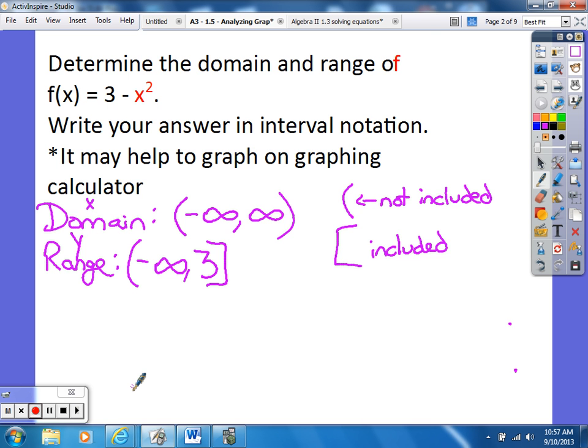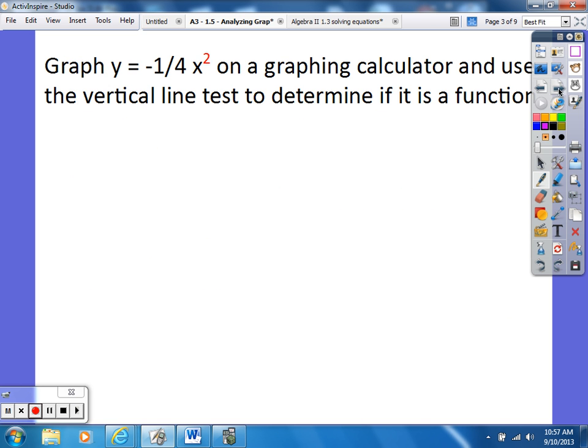Okay. All right. So now we know about domain and range. We're going to use the vertical line test to determine if it's a function. So go ahead and graph it. And let's see if it's a function.